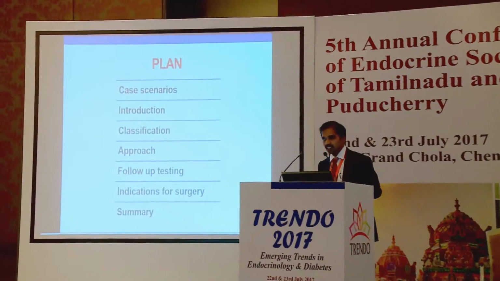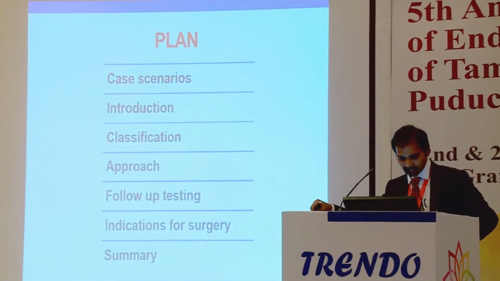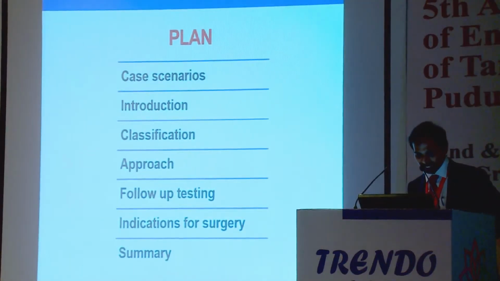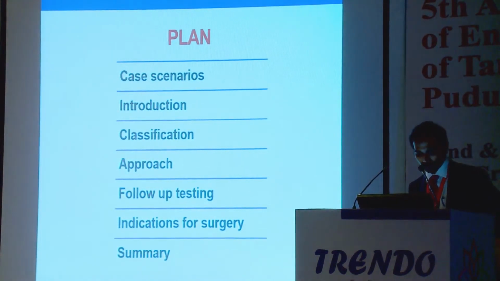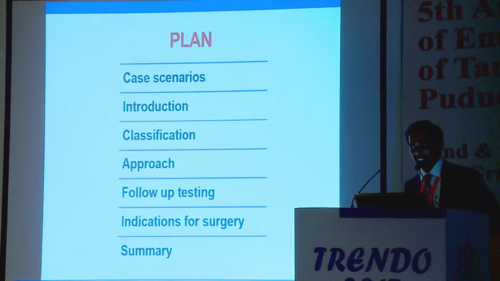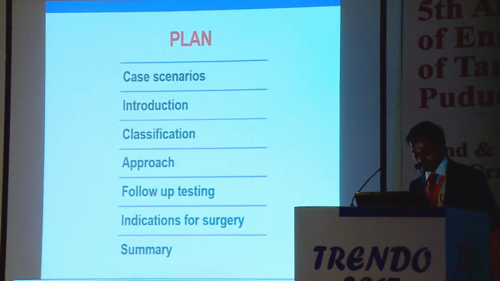I have been given the topic of pituitary incidentalomas, one of the organs where incidentalomas are pretty common after thyroid. So, I will be going in the following order. First, deal with three case scenarios. I'll introduce this topic, then go on to broad classification with regard to pituitary incidentalomas and the approach to them, the follow-up testing to be followed with these and the indications for surgery in these cases, and finally summarize the talk.